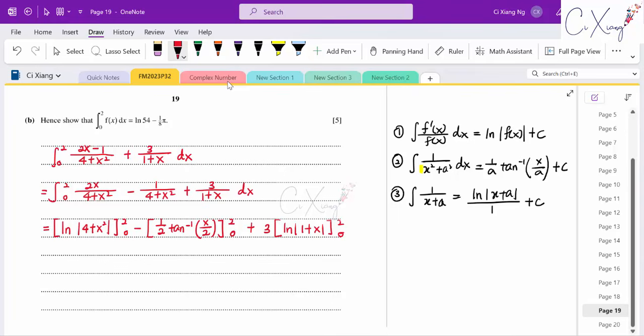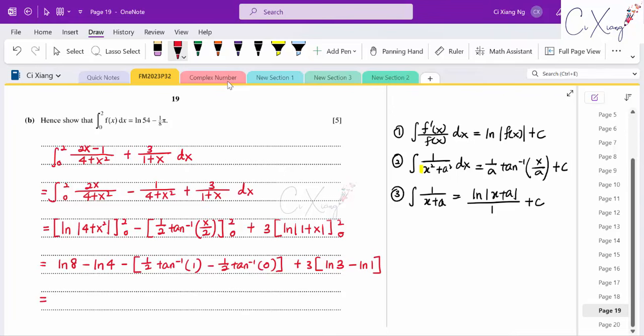After I complete the integration, we start to substitute all the values. Substitute 2 into the first term: 2 squared is 4, so I have ln 8. Substitute 0, I have minus ln 4. For the second term, substitute 2, I have tangent inverse 1. If I substitute 0, I have tangent inverse 0. For the last term, substitute 2, I have 3 ln 3. Substitute 0, I have 3 ln 1.